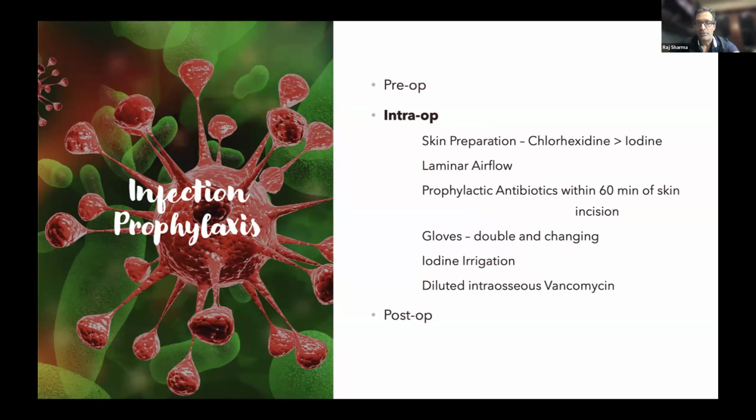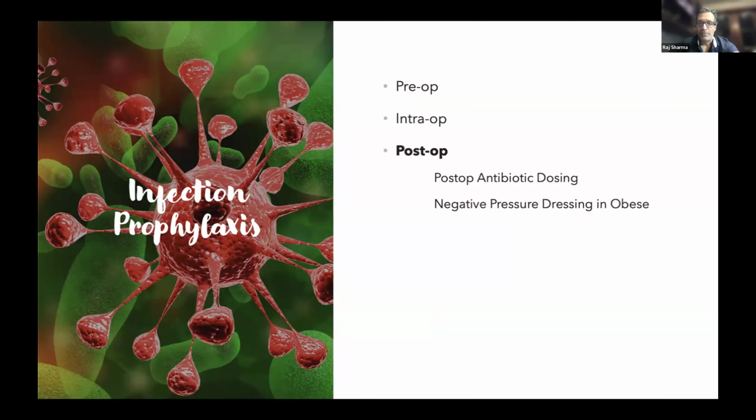Laminar airflow within the operating room. Prophylactic antibiotics essential within 60 minutes of the incision. Changing gloves, doubling up the gloves has also been shown to be important. Iodine irrigation and diluted intraosseous vancomycin has also been talked about more recently. In terms of postoperative, postoperative antibiotic dosing and then negative pressure dressings in the obese patients can help decrease infections.